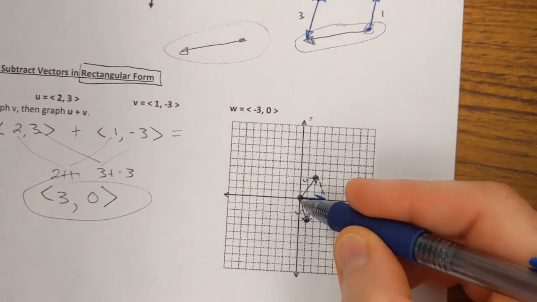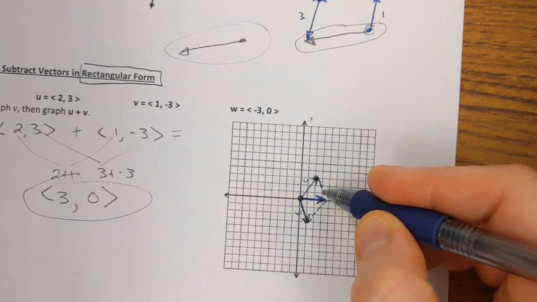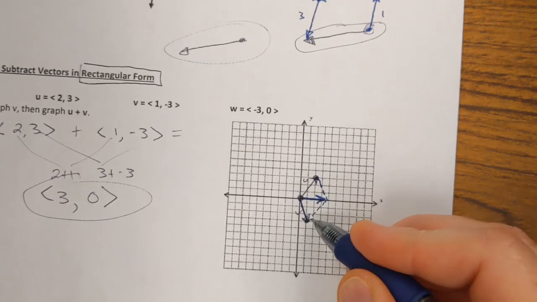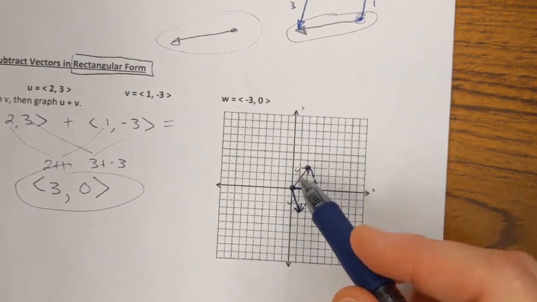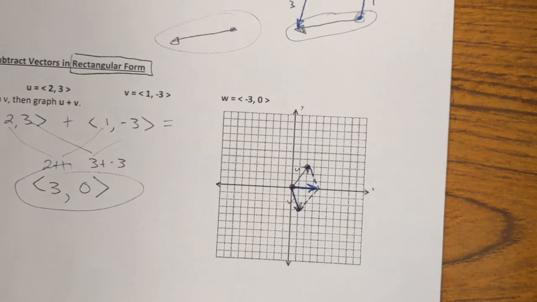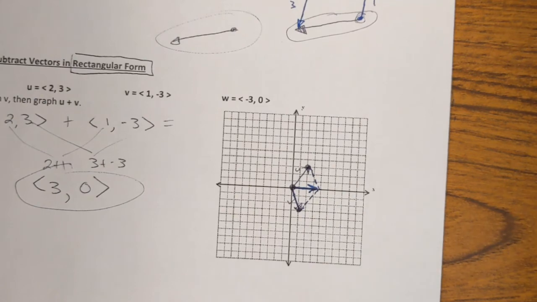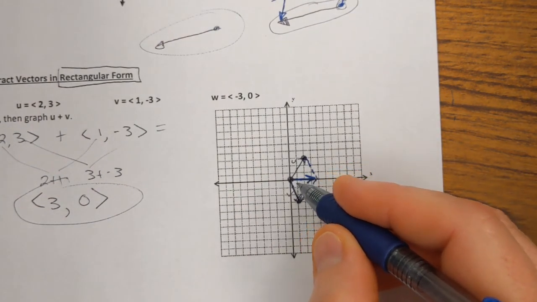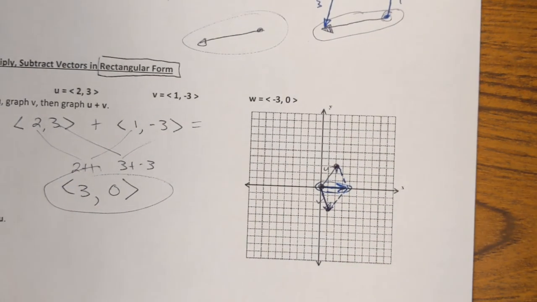In essence, like I said, if you could transfer this vector v up here to this dotted line, or if you could transfer this vector u down here to this dotted line, you see you get this perfect parallelogram where this side is equal to this side and this side is equal to this side. And the resultant will always be right in the middle of that parallelogram. Here, (3, 0). All right, subtraction.